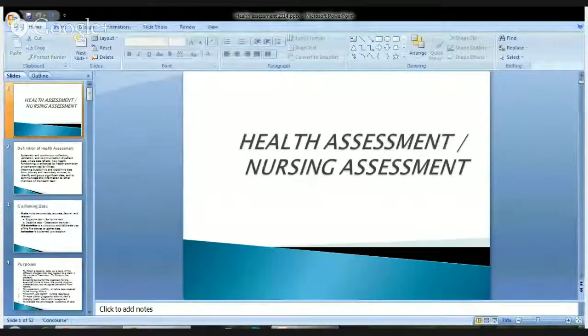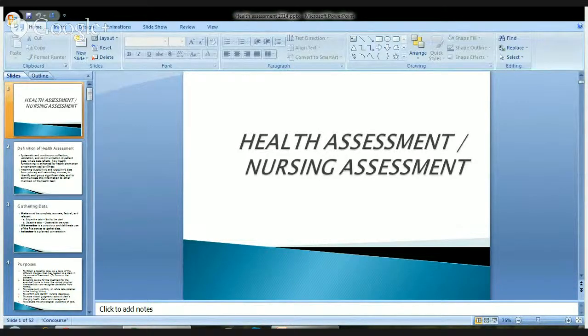What is health assessment? Health assessment is systematic and continuous collection, validation, and communication of patients' data, where data reflects how health functioning is enhanced by health promotion or compromised by illness. How could we attain this health assessment? We could attain it by subjective and objective data.